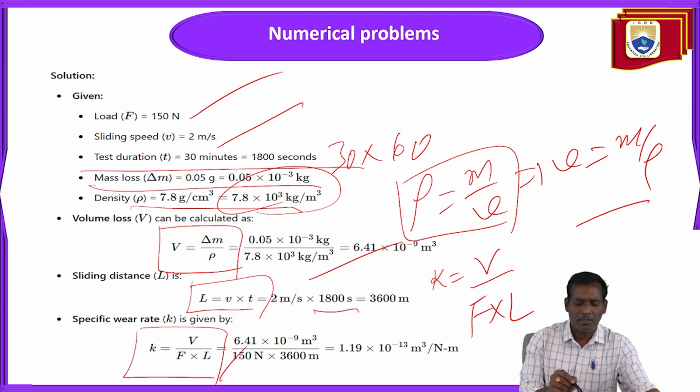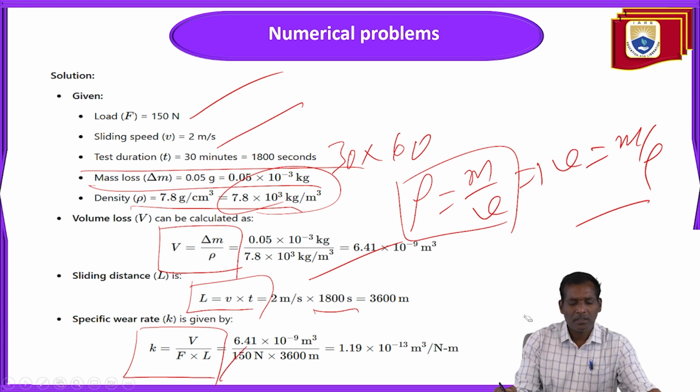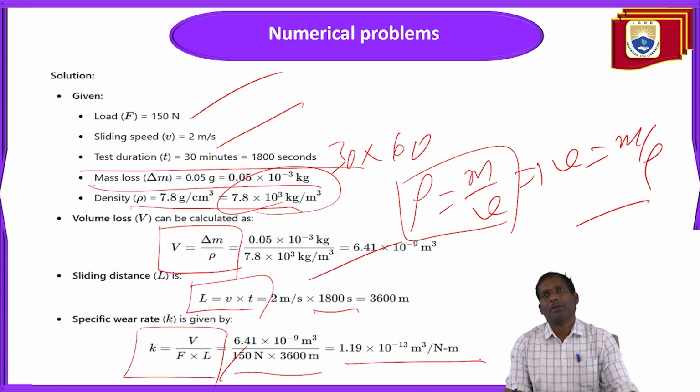It's already shown in this. Given the volume loss is 6.41 into 10 to the power minus 9, the load F is 150, and L is the sliding distance, 3600 meters. So the calculated value is 1.19 multiplied with 10 to the power minus 13 meter cube per Newton meter.